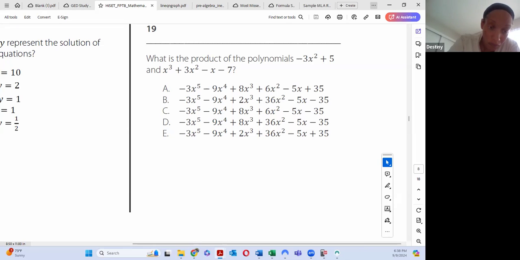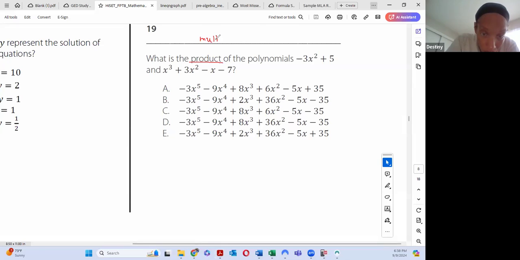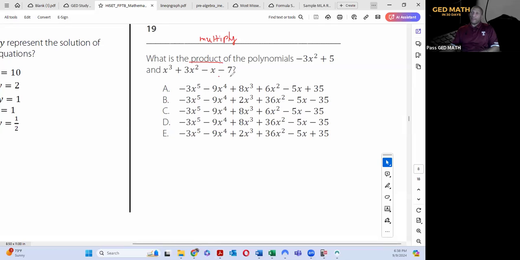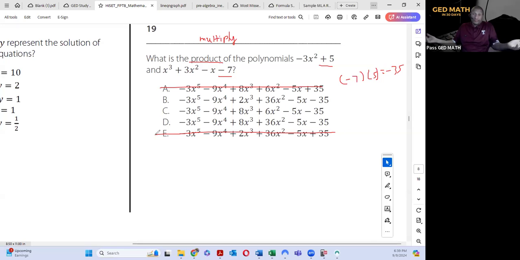So what I told her was, first of all, when you're looking at a problem like this, identify what you know. First of all, you know that you're multiplying because product is another word for multiply. The second thing I would identify is that -7 times +5 is -35. So I know that's going to be my last term. So I know it can't be A. I know it can't be E. So I just eliminated 2 of the choices without doing anything. So at least now I got a better chance.